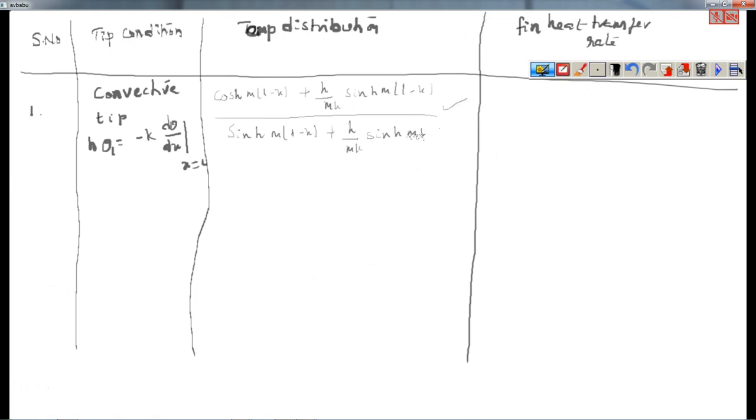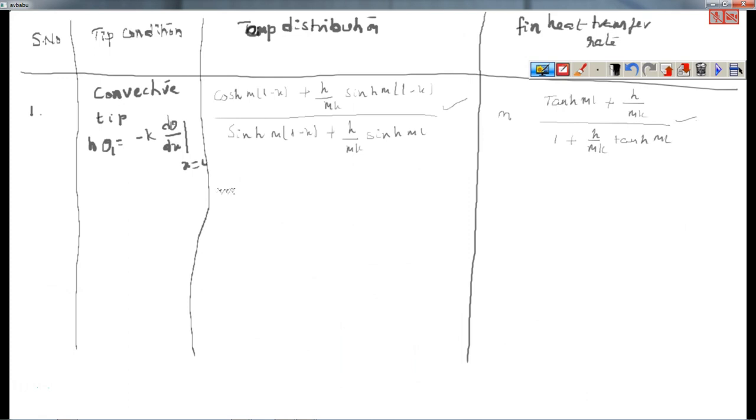And the heat transfer is derived as, see, here I can use m, the fin heat transfer rate, I can use as m into tanh ml plus h by mk, divided by 1 plus h by mk tanh ml. We have derived this equation in the first case.